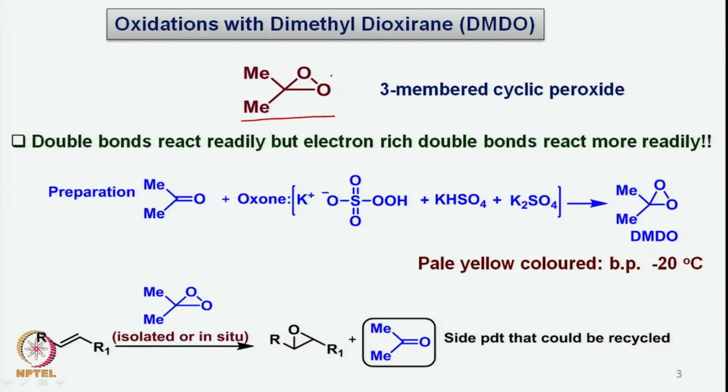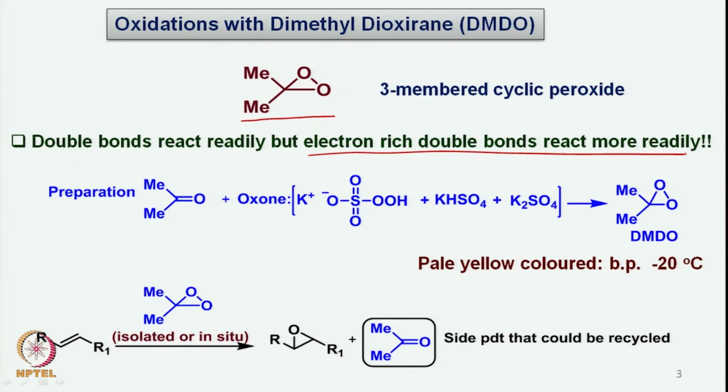As you can see, there is a peroxide bond, and since it is a 3-membered ring with 2 oxygens, obviously it is a very reactive reagent, and it reacts readily with all kinds of double bonds, but obviously it would react much faster with electron rich double bonds. As we go along, we will see how the reactivity of this dimethyl dioxirane can be understood.